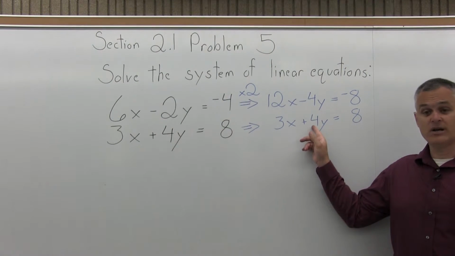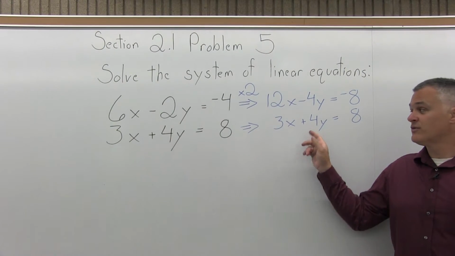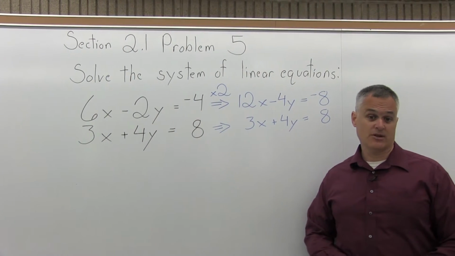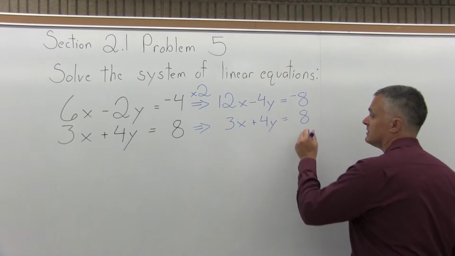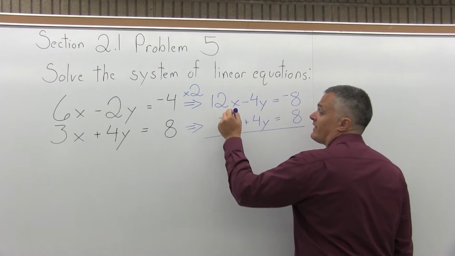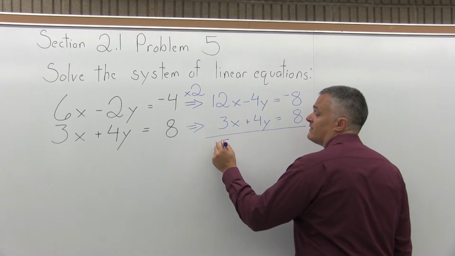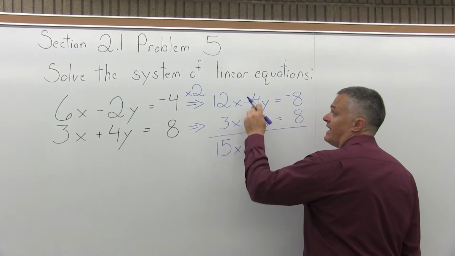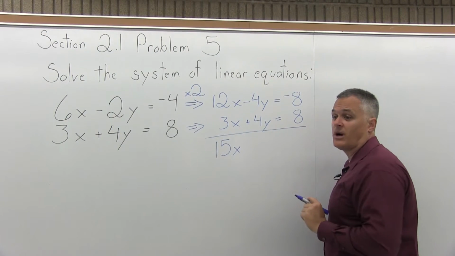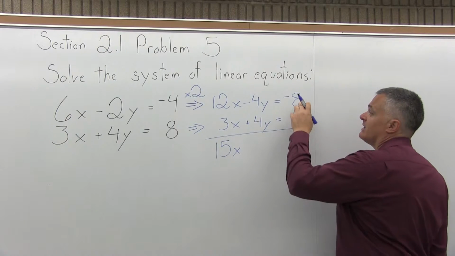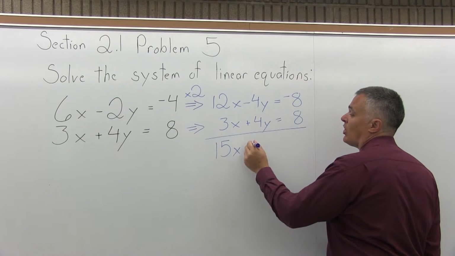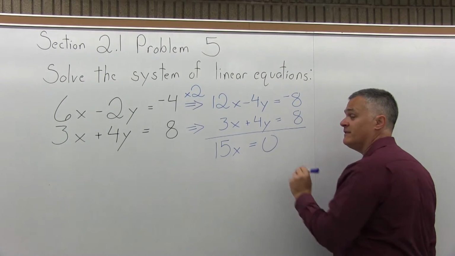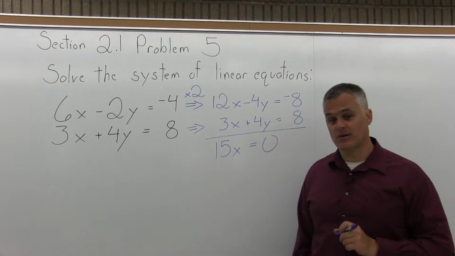I have a negative 4y and a positive 4y. So for step 2, add the equations together to cancel a variable. 12x and 3x is 15x. Negative 4y and positive 4y will cancel. Negative 8 and positive 8 will also cancel. So I have 15x equals 0.